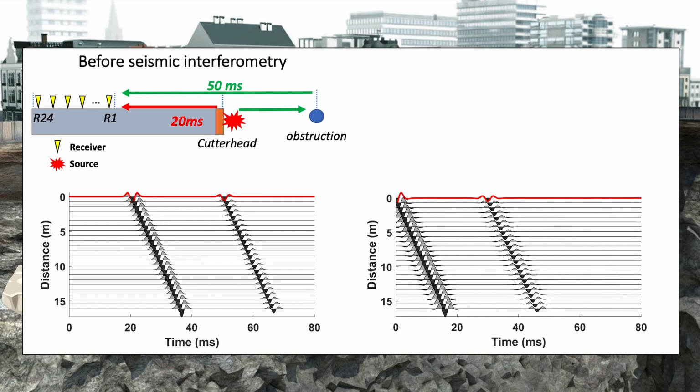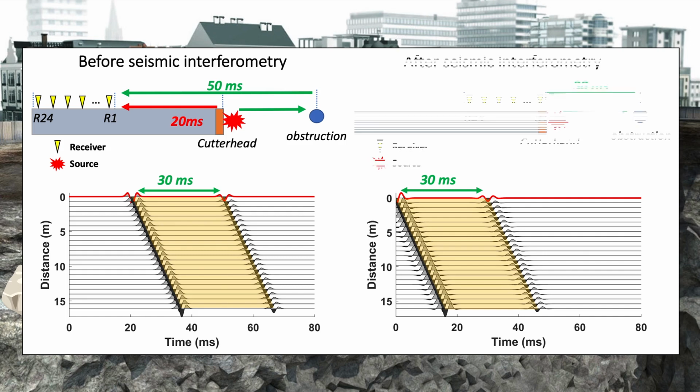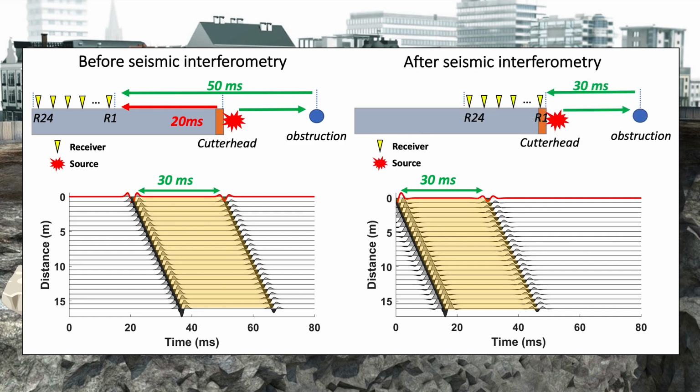And then all the receivers are cross-correlated with the receiver R1, and after the seismic interferometry, all the events with the same wave path are stacked at zero time lag, and the common paths among all the receivers are removed. But still, the arrival time difference between the first arrival and the reflected wave remains as 30 milliseconds, and this procedure is equivalent to moving all the receivers to the position of the cutter head.